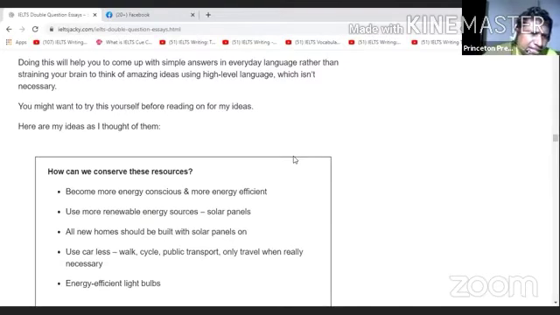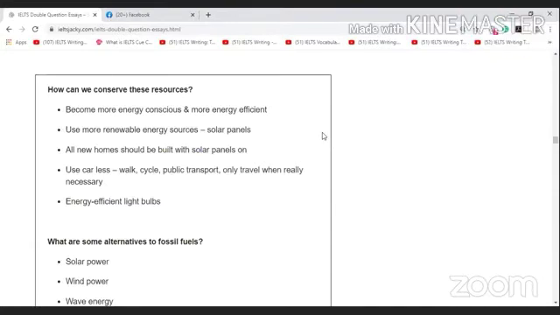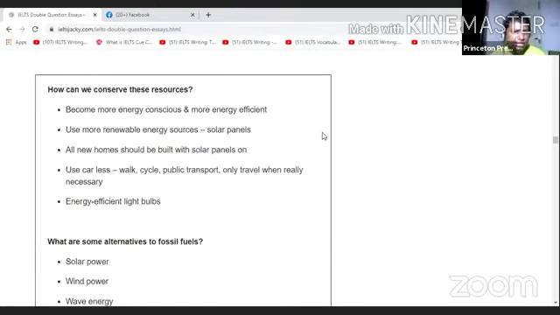Here are some ideas as I thought of them. How can we conserve? Now we are dealing with conservation. Make these resources more energy conscious and more energy efficient. Use more renewable energy sources, like solar panels. All new homes should be built with solar panels. Use cars less: walk, cycle, use public transport, and only travel when really necessary. Use energy efficient light bulbs. This is the conservation aspect.